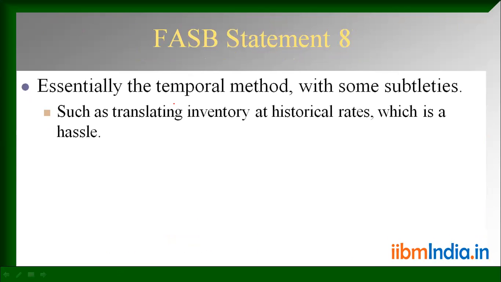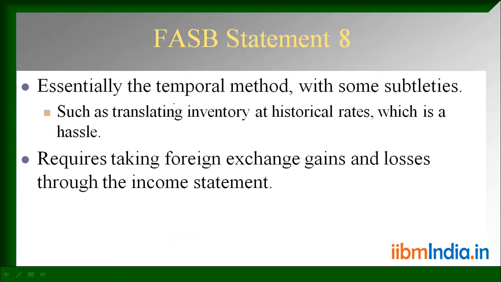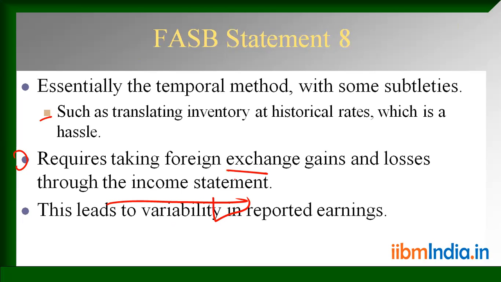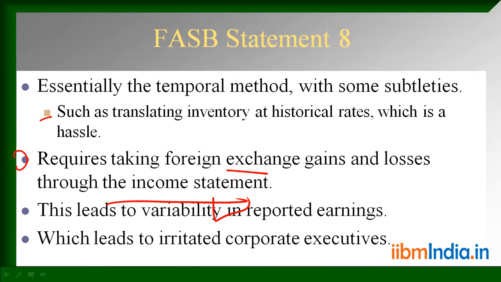Now, FASB Statement 8. What does this mean? Essentially, the temporal method with some subtleties, such as translating inventory at a historical rate, which is a hassle, requires taking foreign exchange gains and losses through the income statement. This leads to variability in reported earnings, which leads to irritated corporate executives. Remember all these things.